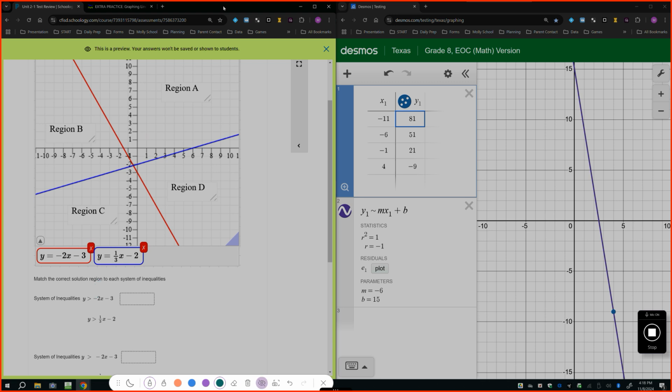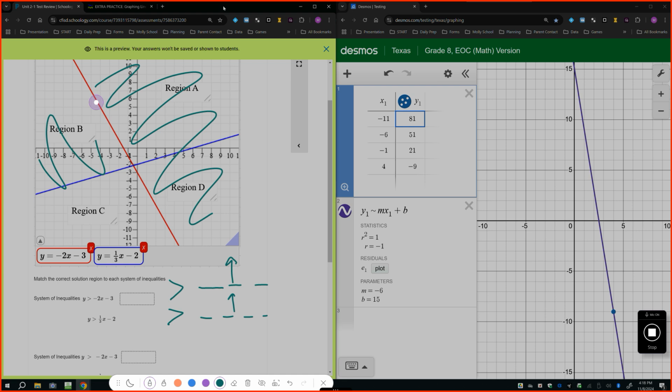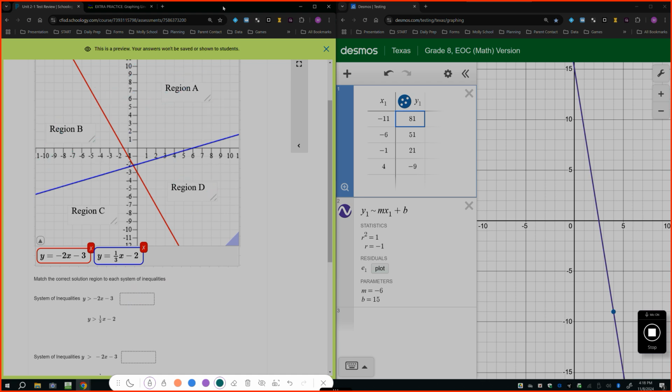Okay, so I'm going to look at this. This is greater than. Greater than means dashed line above. This one's also greater than, which means dashed line above. So I'm not worried necessarily about the dashed line, I'm worried about the shading. So I'm shading above the red line and above the blue line. Where is my double of shading? It's region A.